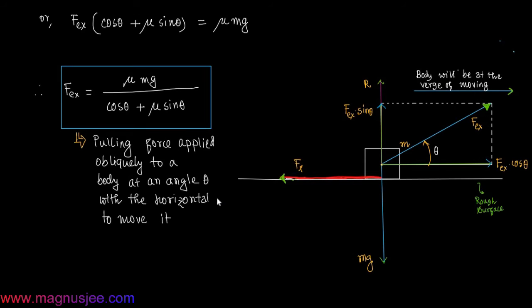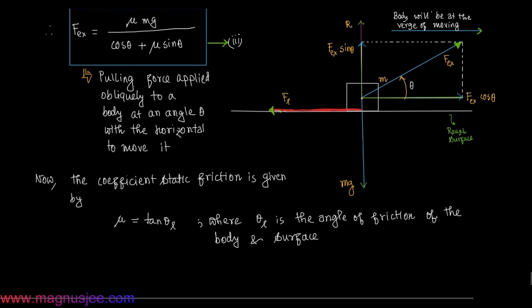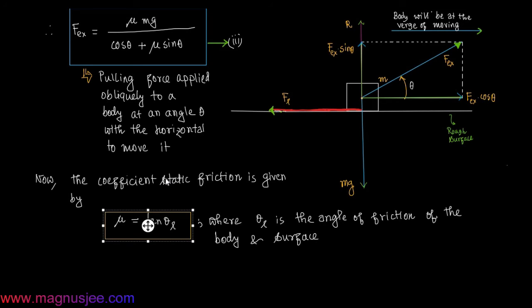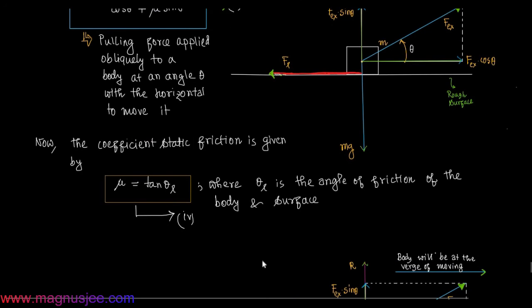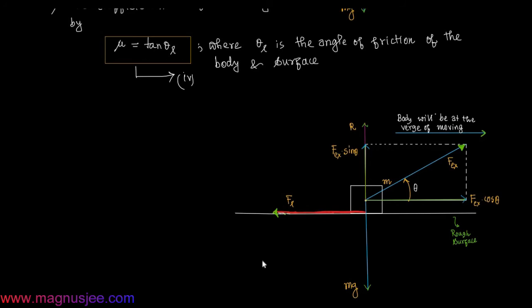to move it horizontally towards right. Fx is equal to mu mg divided by cos theta plus mu sin theta, that is equation 3. Now the coefficient of static friction of the body with respect to the horizontal rough surface is mu, which is tan theta L, where theta L is the angle of friction of the body. Mu is equal to tan theta L, where theta L is the angle of friction of the body and the surface, which is equation 4.